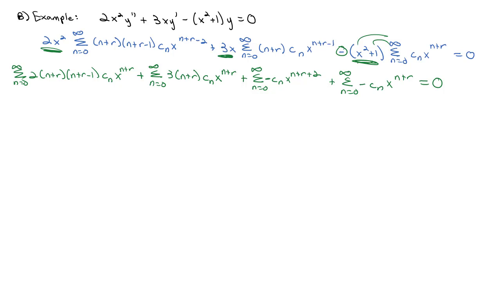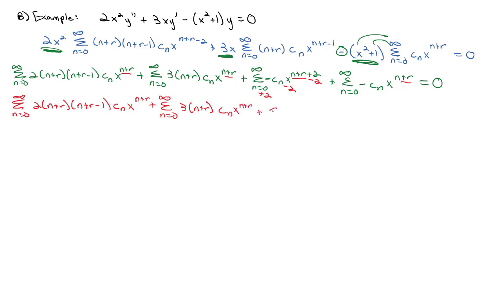Now we've got to try and get all the exponents on x to match. We have n plus r, n plus r, n plus r, and an n plus r with a plus 2 on it. So to get the exponents to match, we'll subtract 2 from the n's, which means we have to add 2 to the index. When we do that, we'll end up with the sum as n goes from 0 to infinity of 2(n+r)(n+r-1) c_n x^(n+r), plus the sum as n goes from 0 to infinity of 3(n+r) c_n x^(n+r), plus the sum as n goes from 2 to infinity, there it is, of negative c_(n-2) x^(n+r), plus the sum as n goes from 0 to infinity of negative c_n x^(n+r), equals 0.